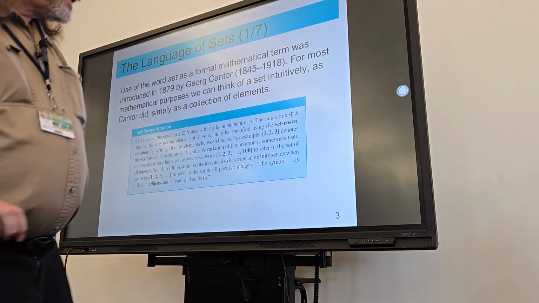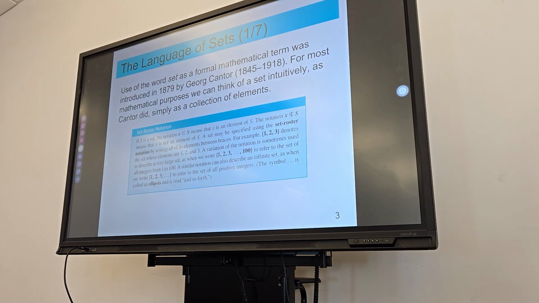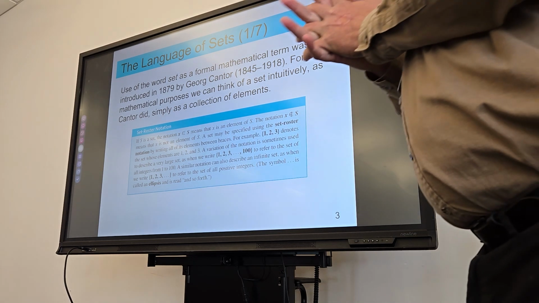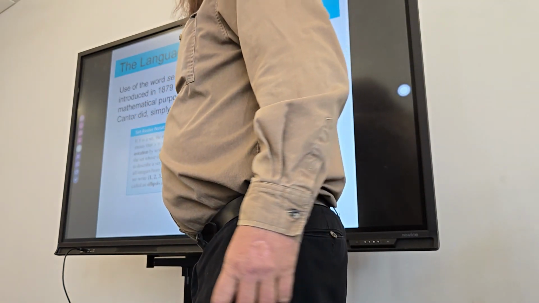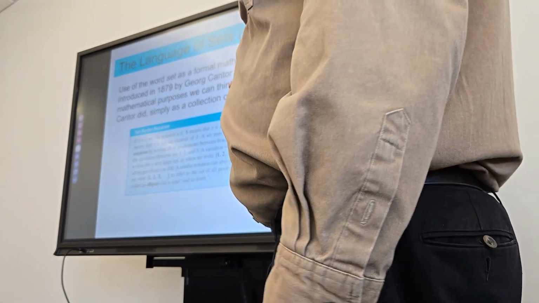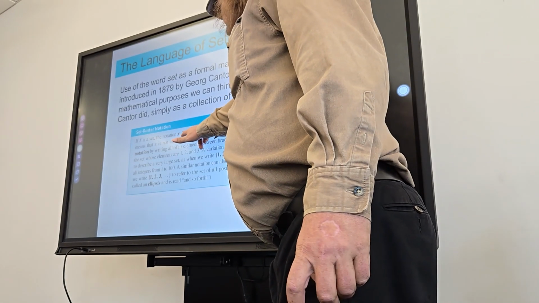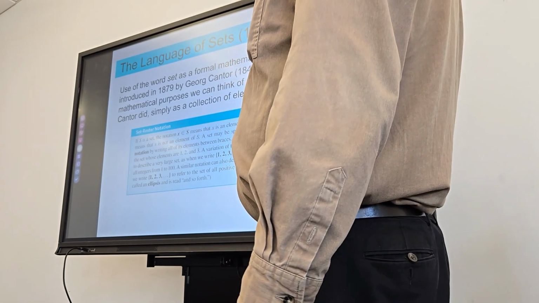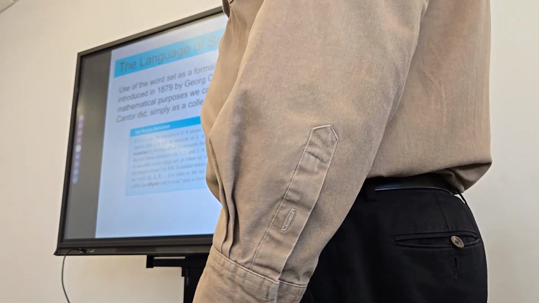Okay, but formally, we use the notation x with the stylized epsilon. It indicates that x is an element of S. The notation with a line through it means x is not an element of S.